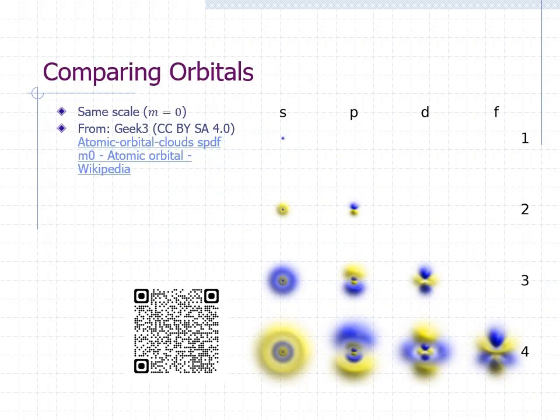Here's a comparison of the cloud representations, all drawn to the same scale, of the atomic orbitals for n equals 1 to n equals 4.